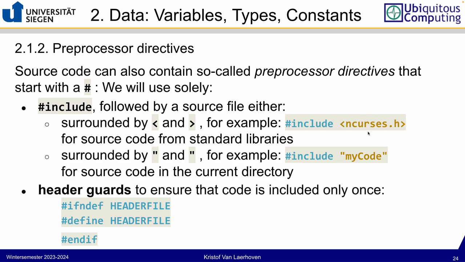So if you include a library with the smaller than sign and bigger than sign as delimiters, like ncurses over here, then it's a standard library, and the compiler already knows in which directory it has to search for the source code or the object code of this particular library. If you have the double quotation marks, that means we're looking in the current directory. So this is typically code that you write. The angle brackets are typically code that others have written, and it is somewhere in another directory in your file system, on your operating system. That's all there is to it.